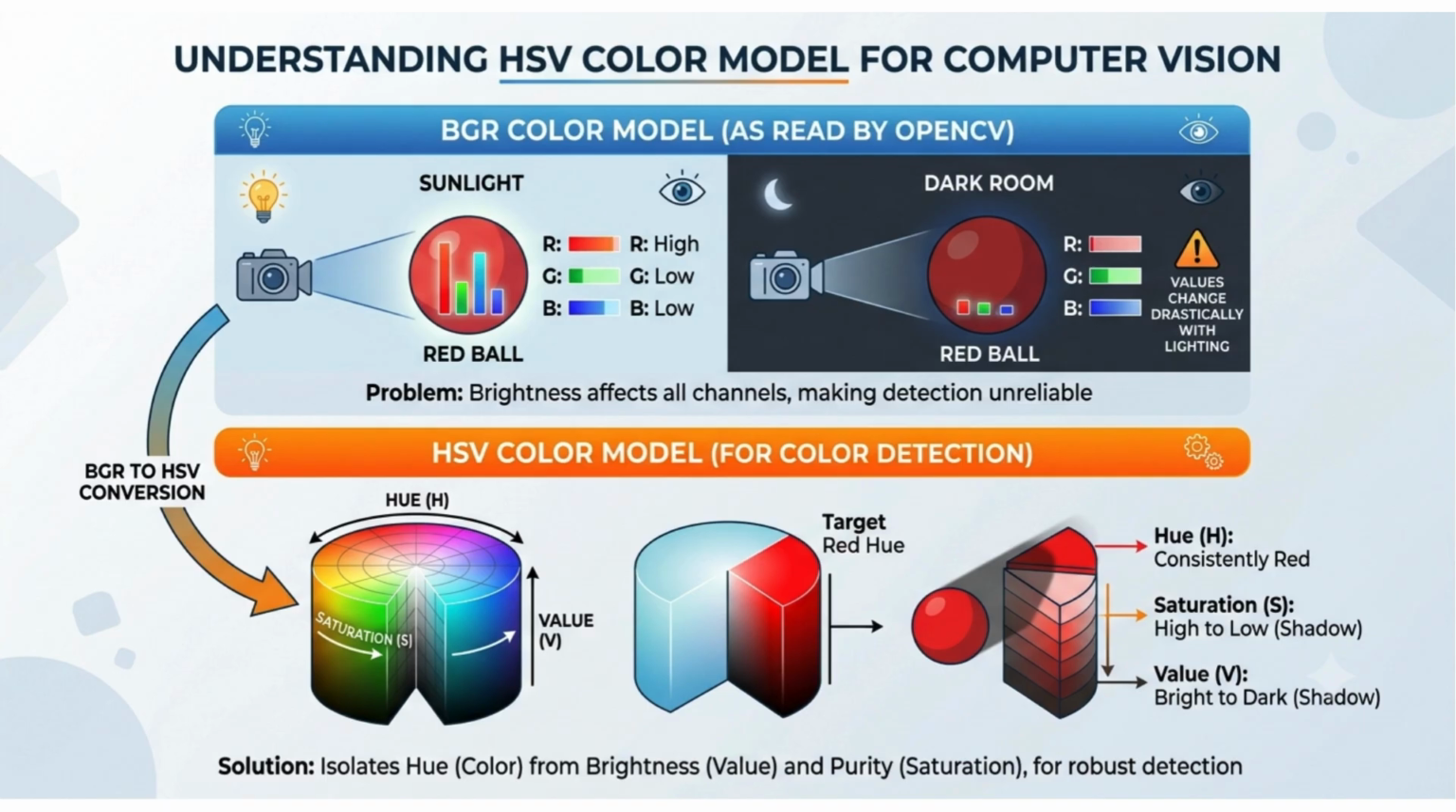Imagine holding a red ball under sunlight and then moving it into a dark room. In the BGR color model, all three values change significantly because brightness affects the color values. This makes reliable color detection difficult. To solve this problem, OpenCV uses the HSV color model.